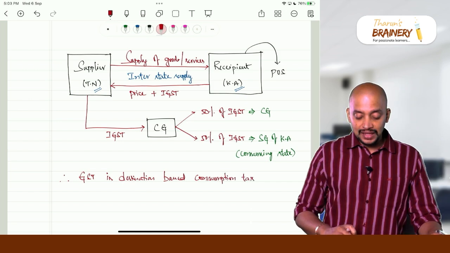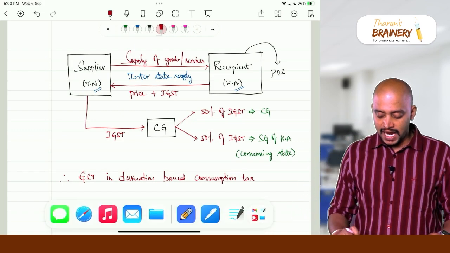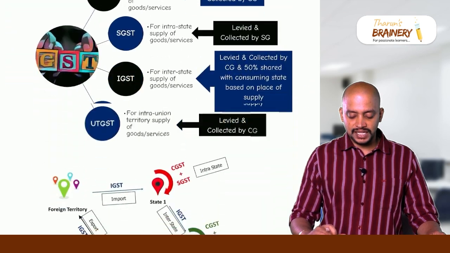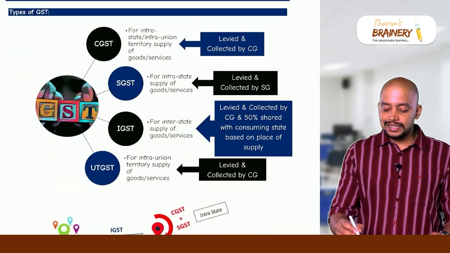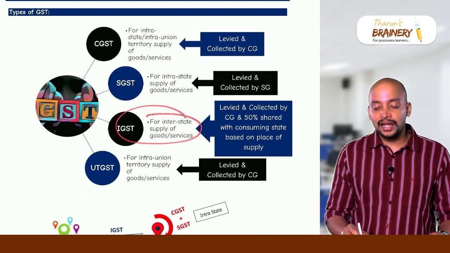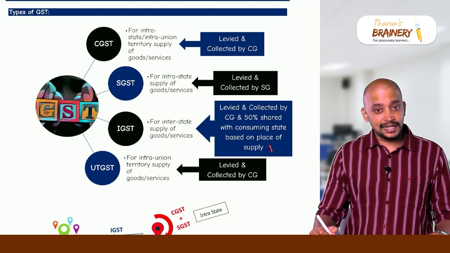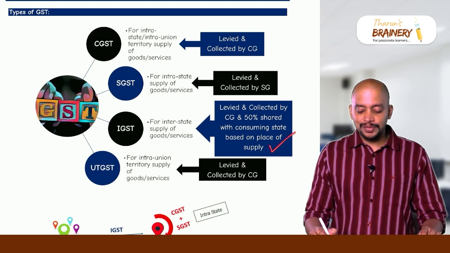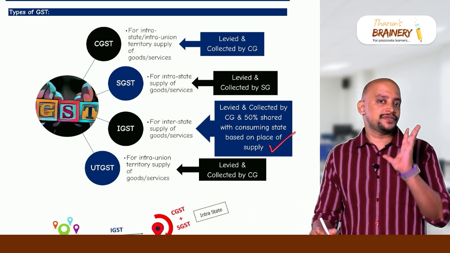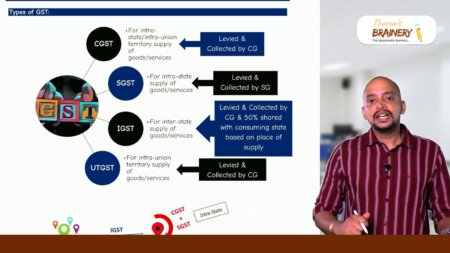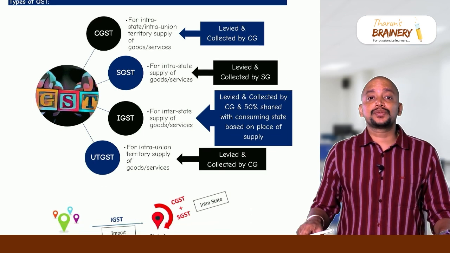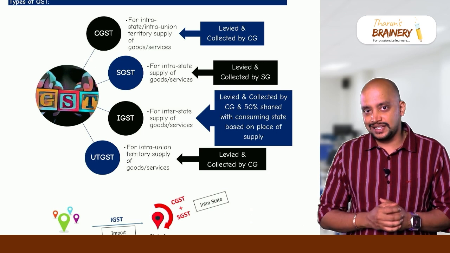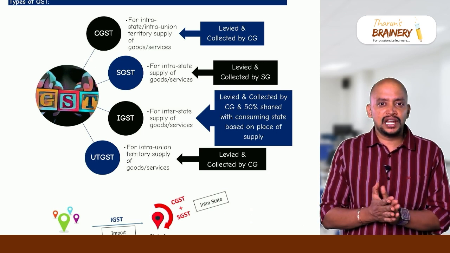Now this information only I have highlighted here. You can see in page number 7, IGST for interstate supply is levied and collected by central government, but 50% is shared with the consuming state based on place of supply. Now, because of this, there is one disadvantage. To whom? To the producing states.